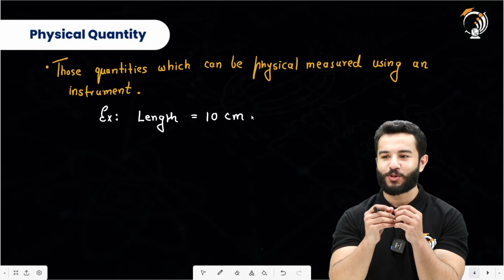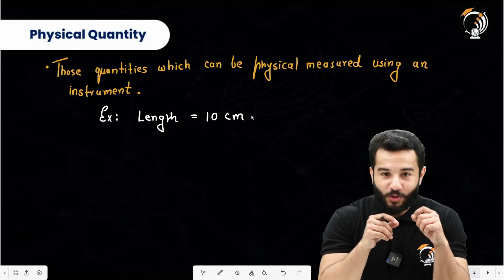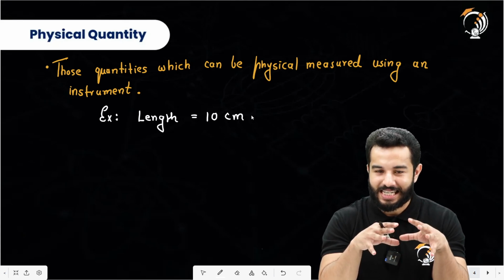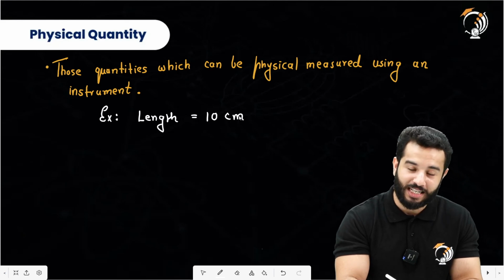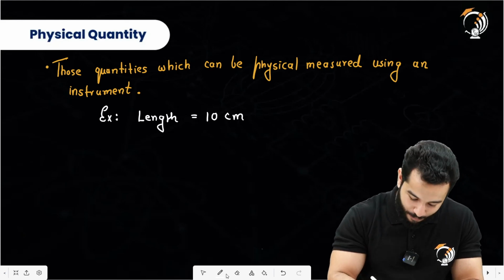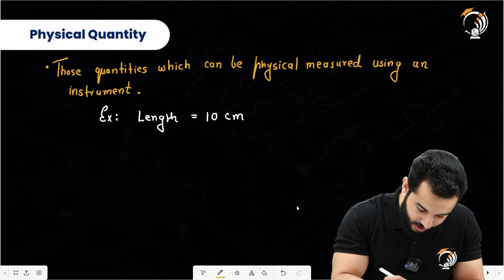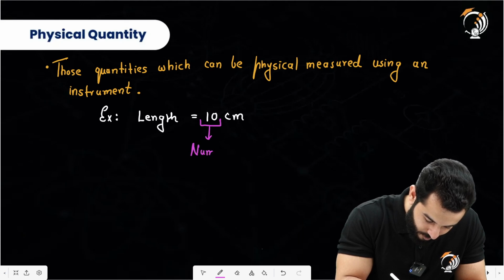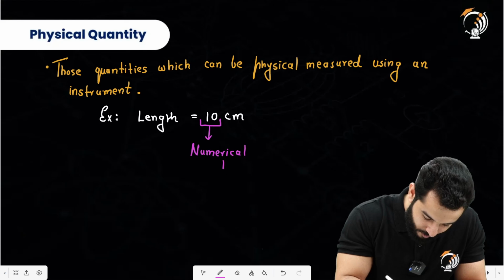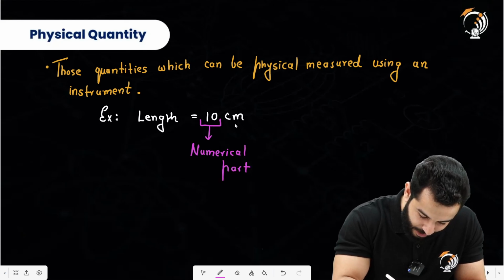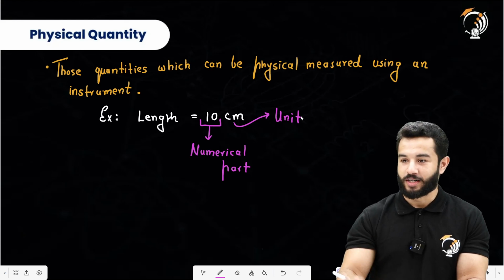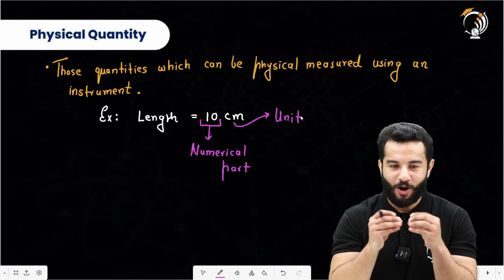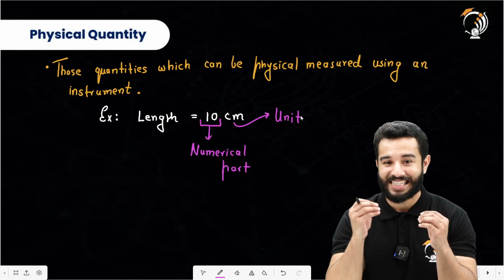I mean, we actually do this all the time. But if you closely see this 10 centimeter, this thing is actually the physical quantity. That means physical quantity is actually made up of two things, and the two things are, one is the number. So this is going to be called as the numerical part, and the next thing is actually something that is called as unit, that obviously we are going to talk about, right? So a physical quantity is a combination of two things. One is a numerical part and the second is a unit.